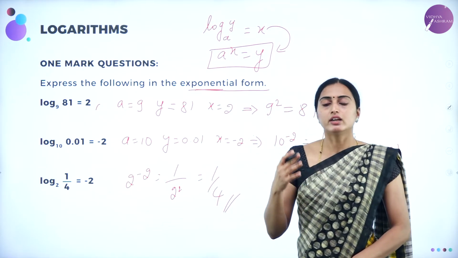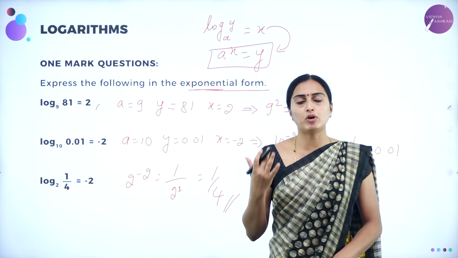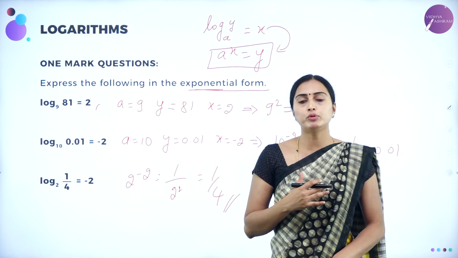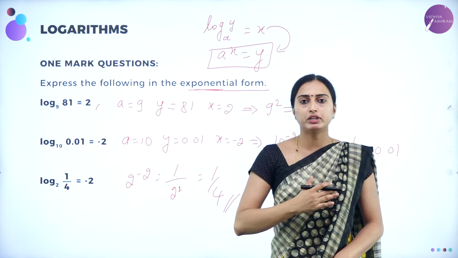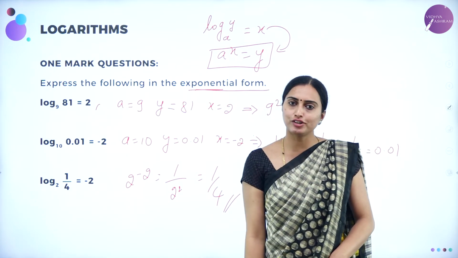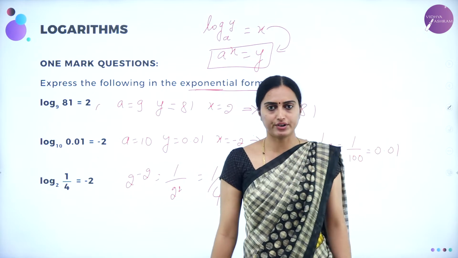So converting the given question to a logarithmic form, or converting logarithmic form to an exponential form. Exponential to logarithmic, logarithmic to exponential. Understood? This will be asked for a 1 marker.